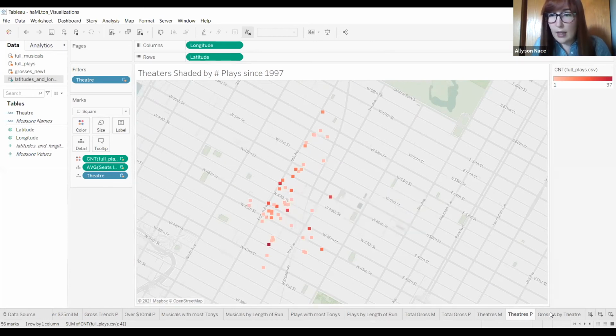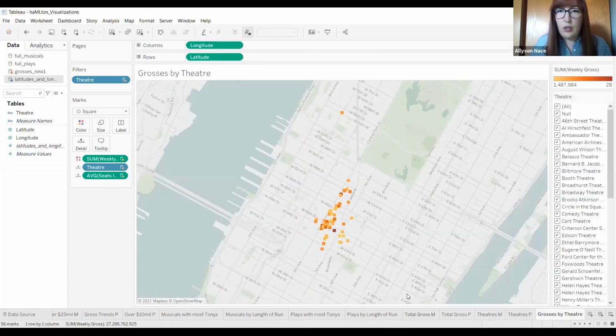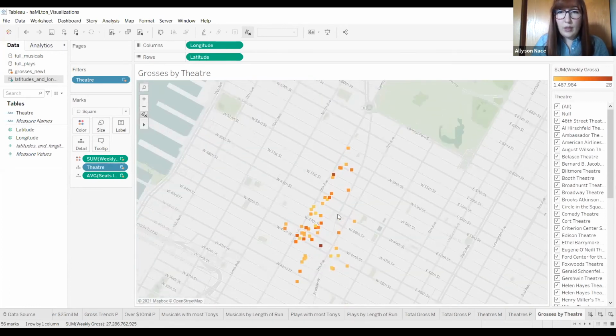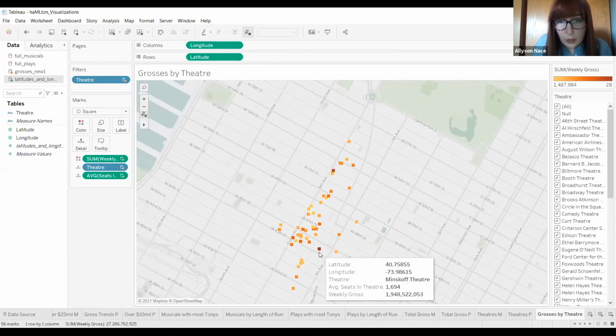And then my final thing that I want to make sure to show is now they're shaded by the total grosses for that theater. This one is the darkest. It has the highest gross out of all of them. This is where The Lion King is. I think location is really, really important for The Lion King.